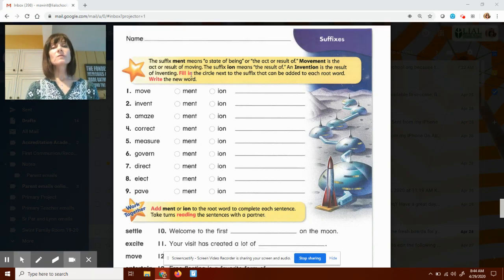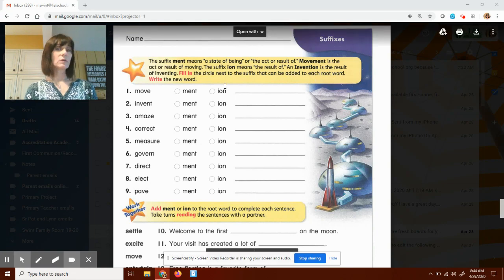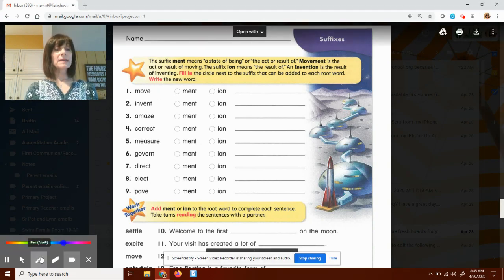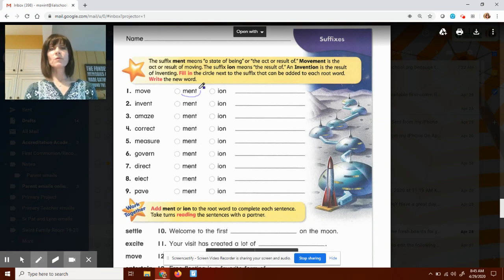The directions are to fill in the circle next to the suffix that can be added to each root word and then write the new word. So if I have the word move, and they've given us this one up above, if I'm adding the suffix to it, I'm going to say it's a movement. There's no such word as motion. That sounds a little crazy. So we're going to go ahead and write the new word on here, and you're going to write movement. All right. And we know that's the act or result of moving, just like they said up above.